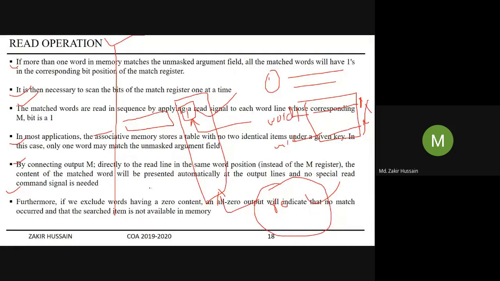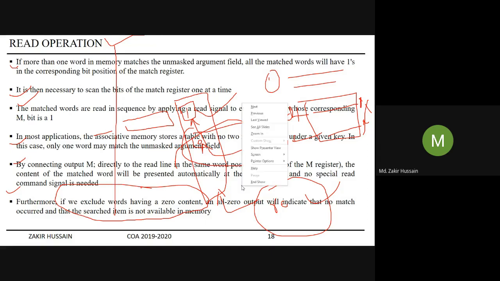The third point is, if we exclude the words having zero content, obviously in the match register, if there is zero content, why should we check this zero content? Why should we give the read signal to that? So that is really not required. So that is the third one. So that's all about this read operation.